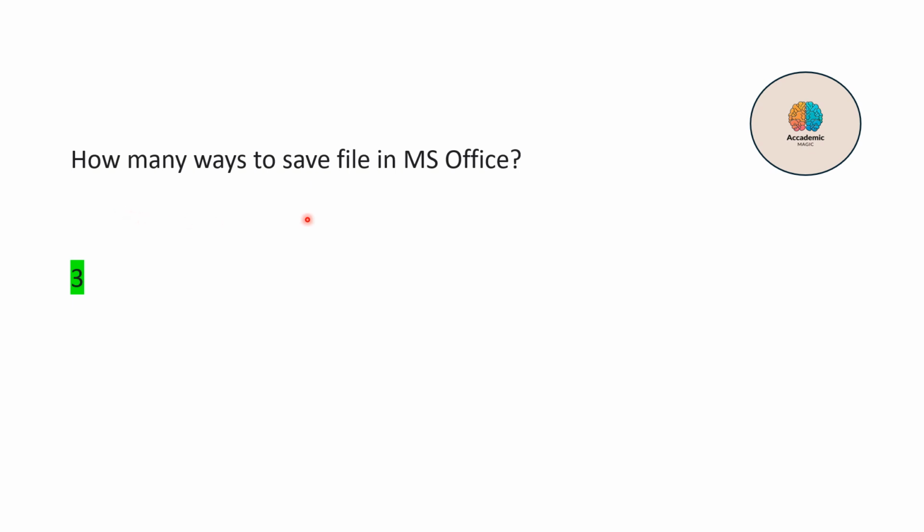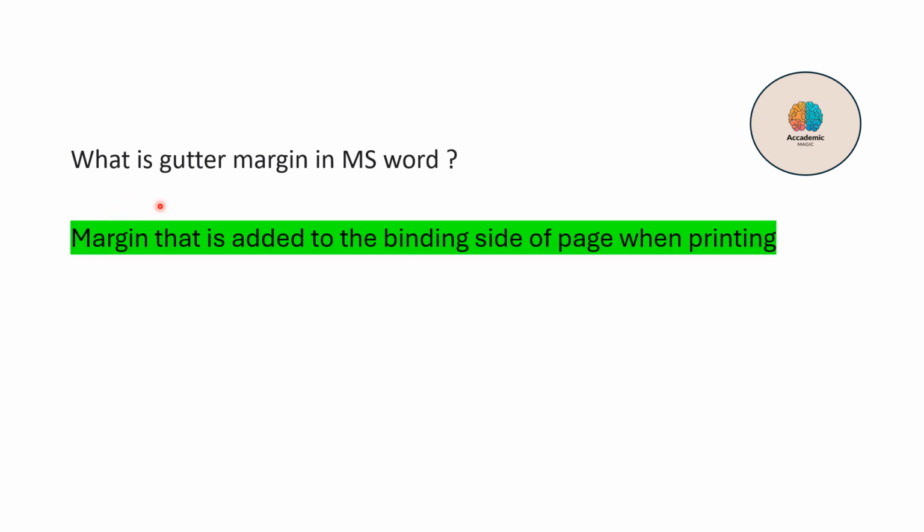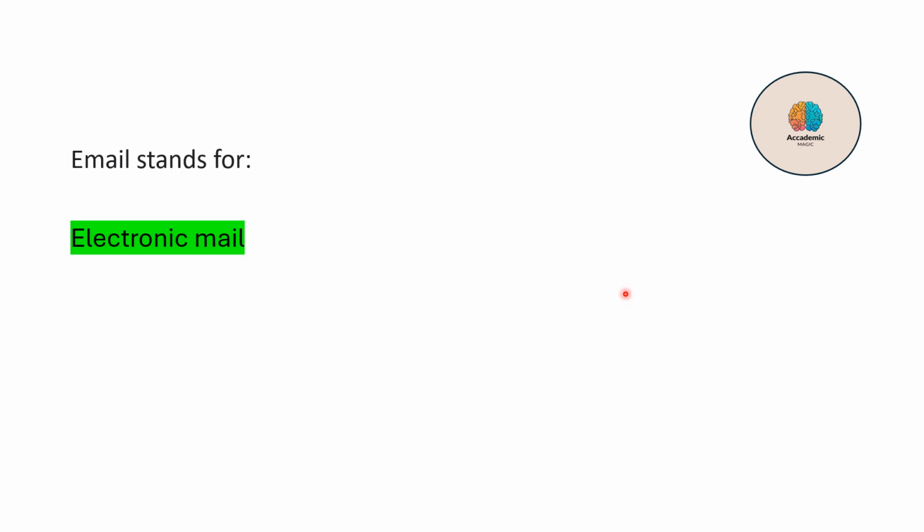How many ways to save a file in MS Office? 3. What is the default file extension for all Word documents? .docx. What is gutter margin in MS Word? Margin that is added to the binding side of a page when printing. Email stands for electronic mail.